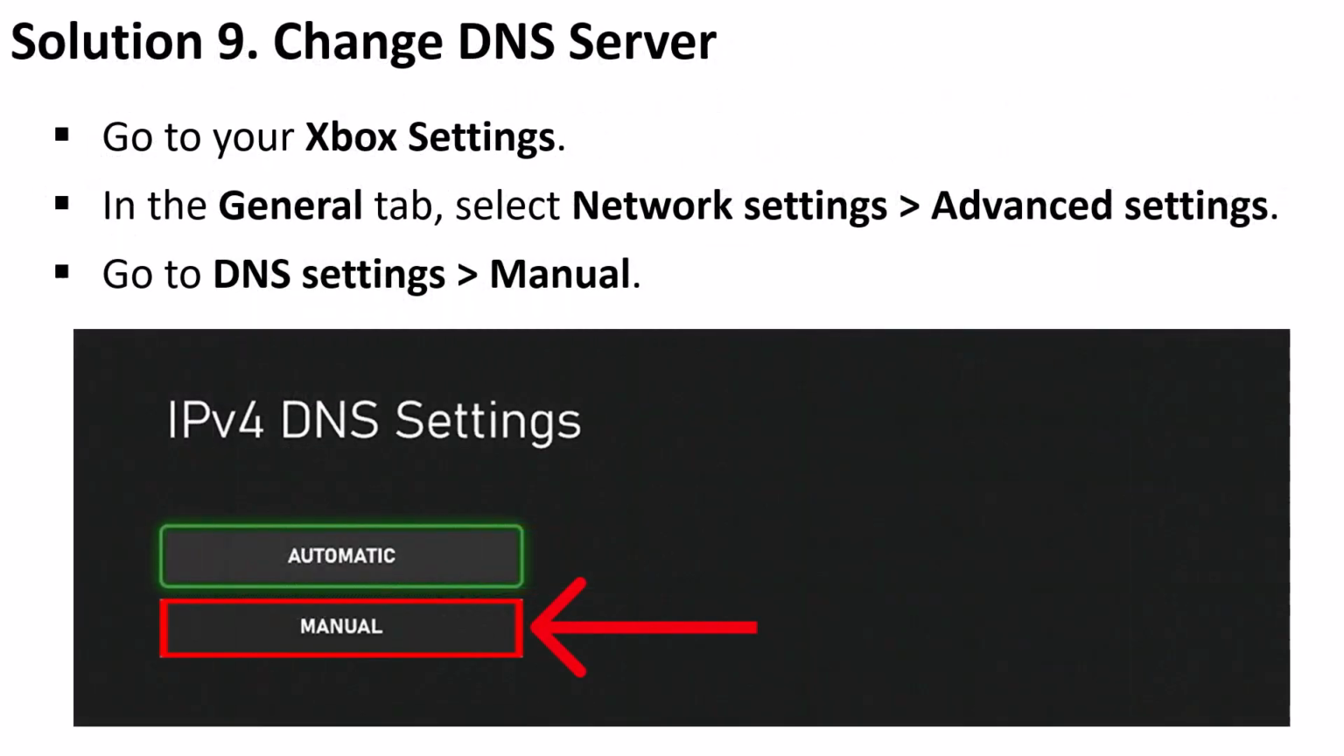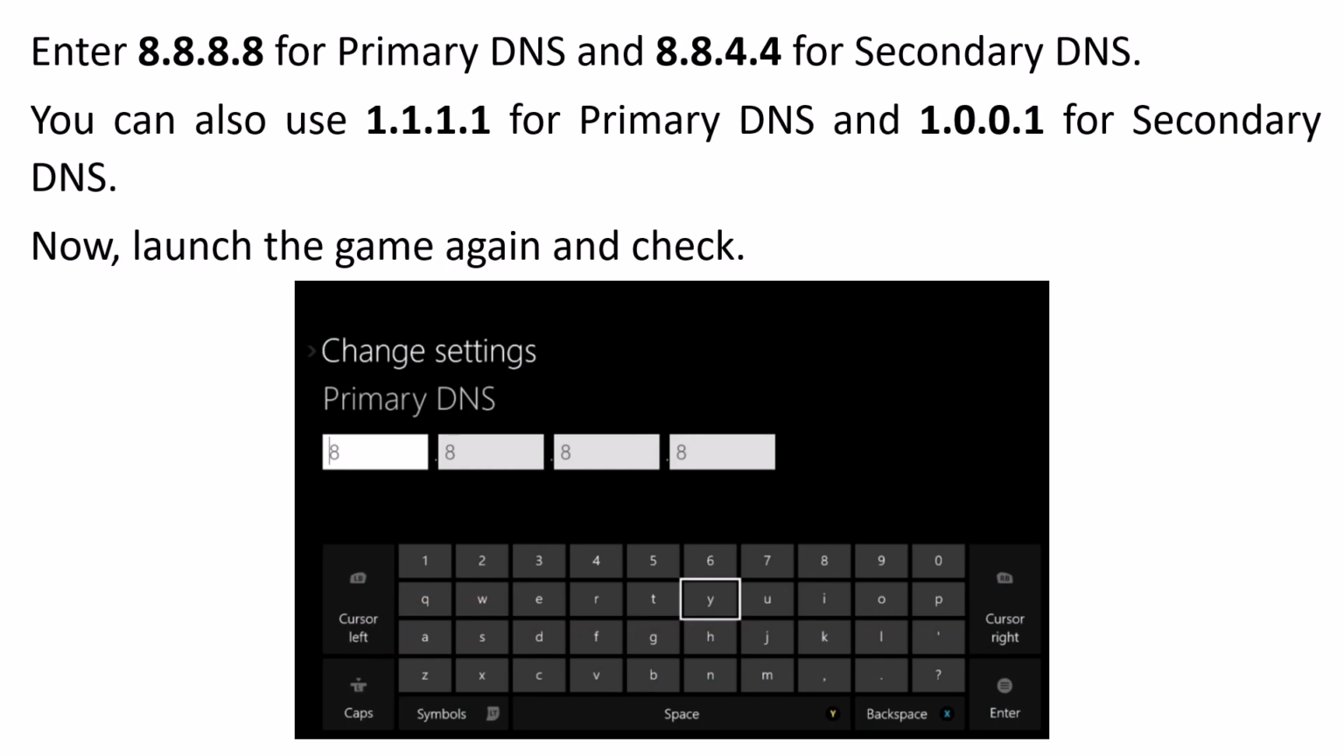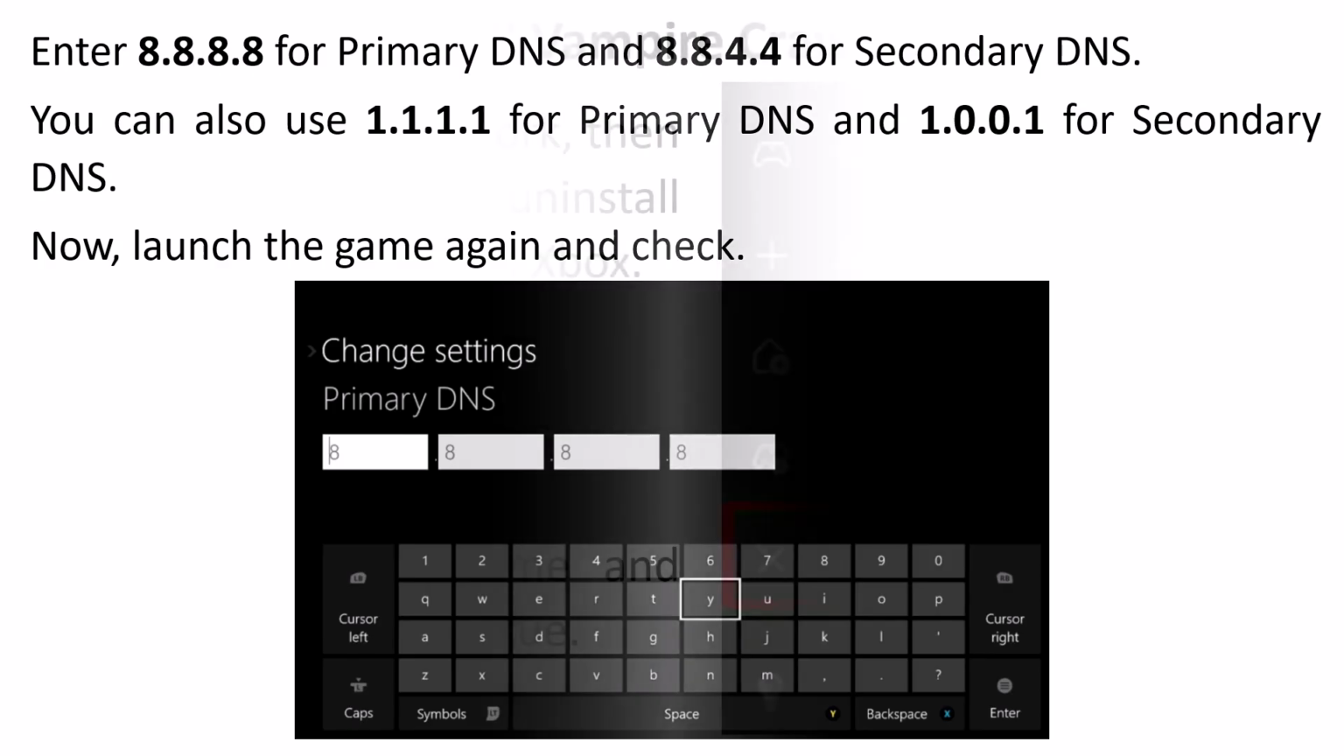Solution 9 is to change DNS server. So go to your Xbox settings, in the General tab select Network settings, Advanced settings, go to DNS settings, Manual. Now in the primary DNS enter 8.8.8.8 and in secondary DNS enter 8.8.4.4 and then save it and then launch the game and check. If that doesn't help, then repeat the process and this time in the primary DNS enter 1.1.1.1 and in secondary DNS enter 1.0.0.1 and then save it and then again relaunch the game and check if your problem is solved or not.